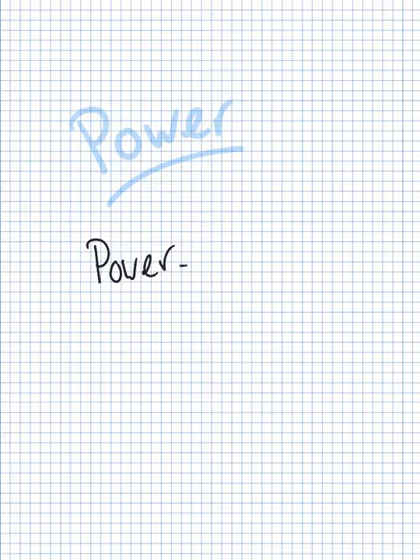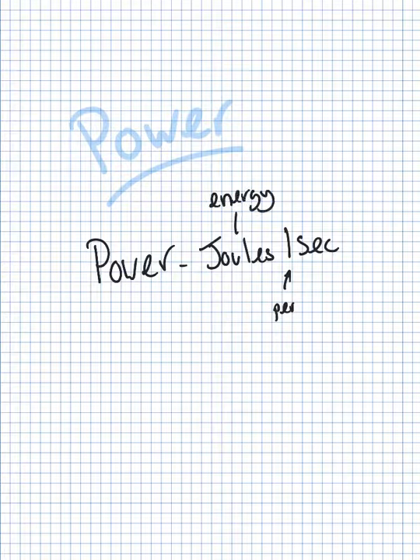Well, power is the amount of joules of energy that are transferred to an appliance every second. So this line just means per, it's the divide line. So power equals joules per second. Joules is a measure of energy. So we're saying how many joules are transferred every second.